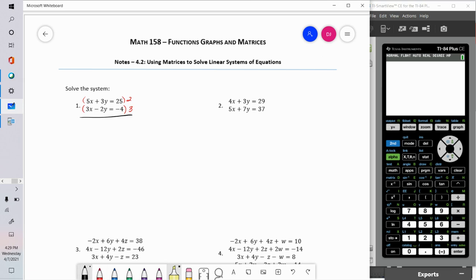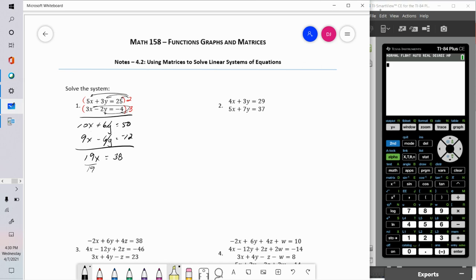Now, the reason I want to do this, you'll notice in a moment, when I distribute the 2 to the 5x, the 3y, and the 25, that top equation will become 10x plus 6y equals 50. And the bottom equation, when I distribute the 3 to the 3x, the 2y, and the negative 4, becomes 9x minus 6y equals negative 12. And then now I can add those two equations together. So 10x and 9x will become 19x. Positive 6y and a negative 6y will add up to 0, so those will cancel out, and that will equal 38.